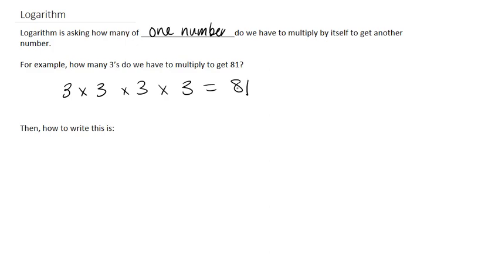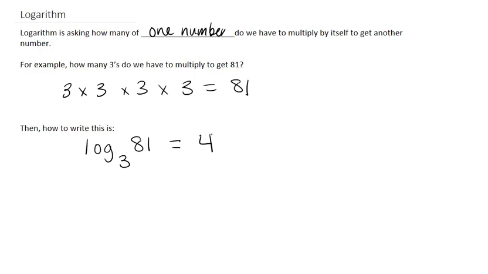So how we would write this as a logarithm to show this would be to say log 3 of 81, and then how many do we have to multiply to get there? Is 4.